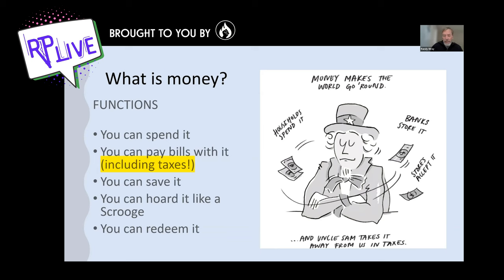You can save it, but you got to be careful. If you save too much, take it too far, then you're a Scrooge, which is not a good thing to be. And finally, you can redeem it. This is another very important point that I'm going to be talking about as we move through this.